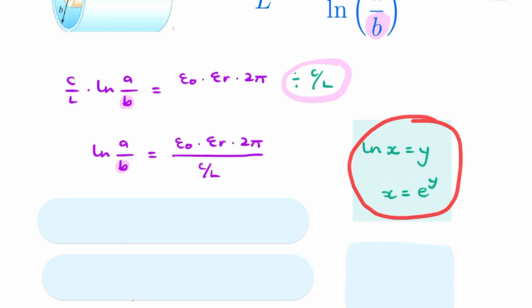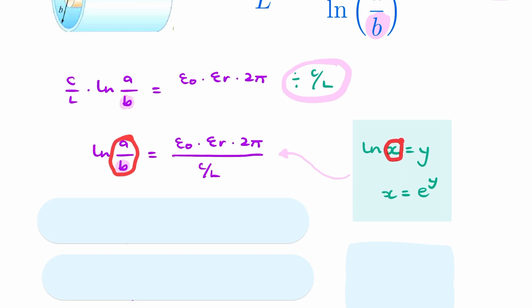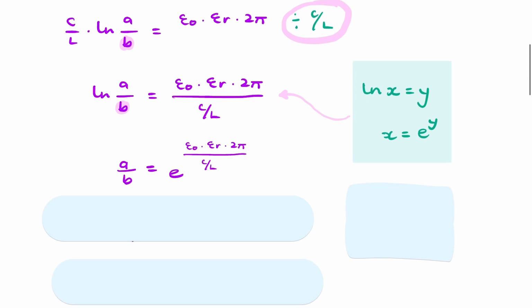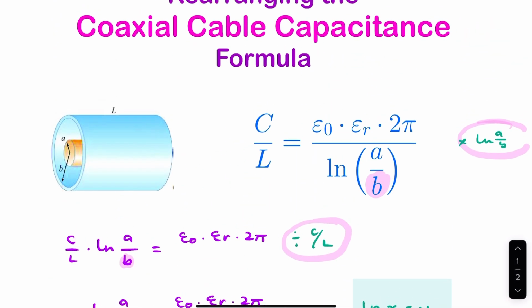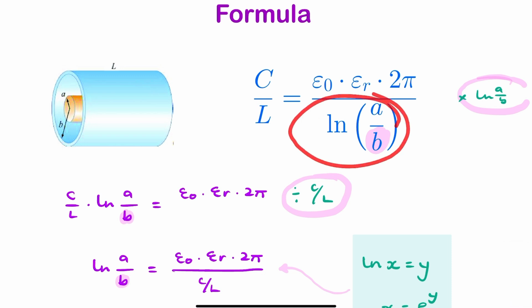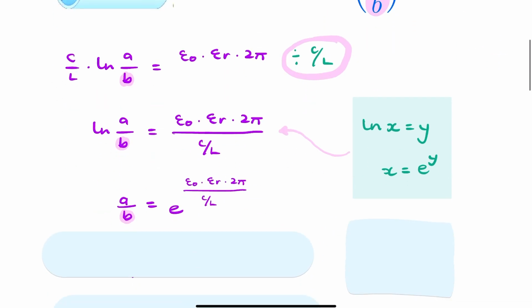So x is e to the power y. So this is a general mathematical identity, and if you apply it here, this is the equivalent of your x. So a over b is e to the power all of that. So that gives me this expression here. So we're one step closer to finding B in terms of everything else. See, we've removed it from the denominator up to the numerator. We've got rid of the C over L. We've got rid of the natural log. Now all we need to do is bring it up to the numerator and then get rid of A.